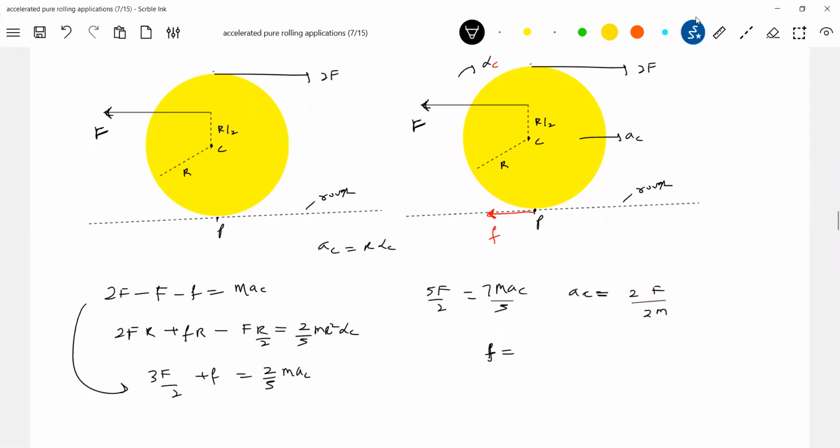AC is equal to 25f by 14m. Anybody, friction value? Minus 11 ma by 25. Friction ma, it should be in terms of capital F, no? Minus 11f by 14, sir. Minus 11f by 14. What to do? Negative sign. I just intentionally brought this question. What to interpret with the negative sign?